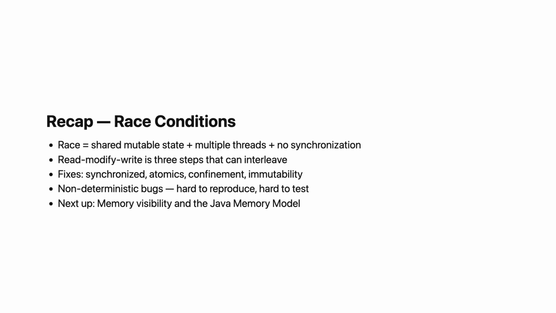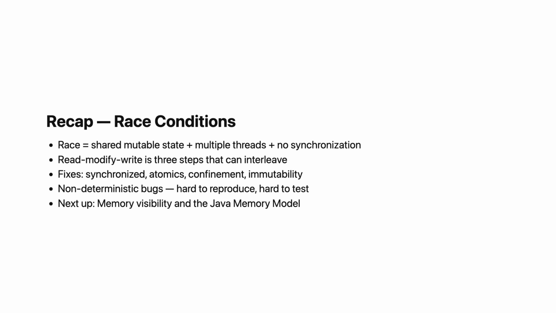Let us bring it together. A race condition occurs when 2 threads access shared mutable state and at least one of them is writing, without proper synchronization. The root cause is that operations like increment are not atomic. They are read, modify, write, three steps that can be interleaved. The results are non-deterministic, making these bugs incredibly hard to reproduce and debug. Solutions include synchronized blocks for mutual exclusion, atomic operations for simple counters and flags, thread confinement to limit who can access data, and immutability to eliminate the mutation entirely.